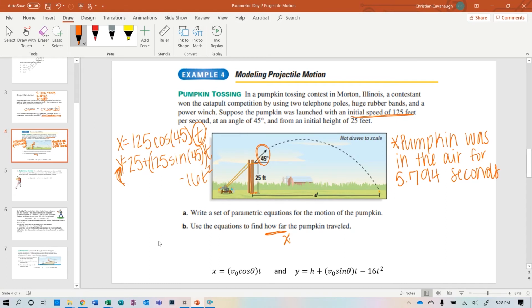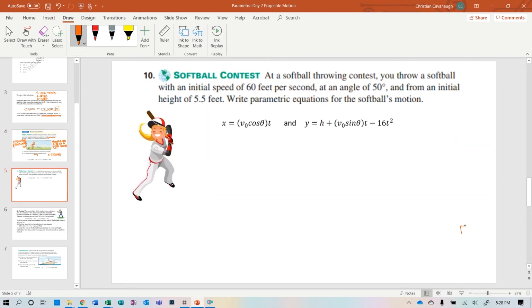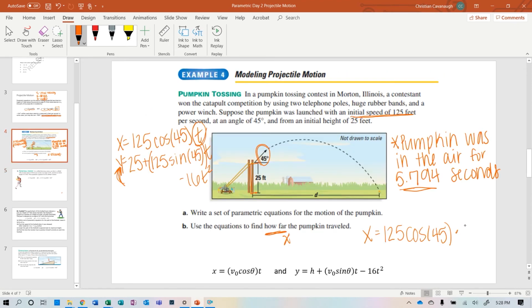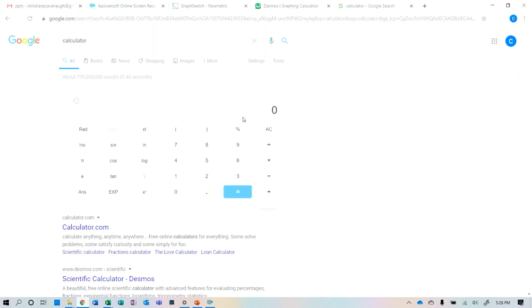But anyway, what we just found out was that the pumpkin was in the air for 5.794 seconds, and we want to know the horizontal distance that it traveled. So we're going to take that time of 5.794 and plug that in for t in the x equation. So now x equals 125 cosine of 45 times 5.794. And so obviously you can just type that in a calculator, make sure that you're in degree mode if you do so, but I'm going to come back over to the internet and just type it.